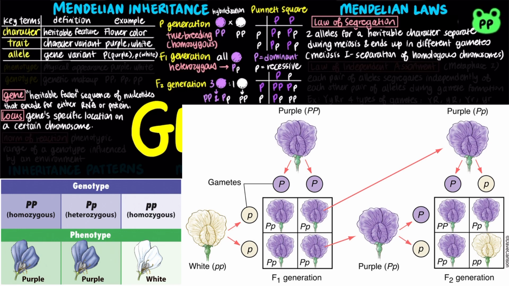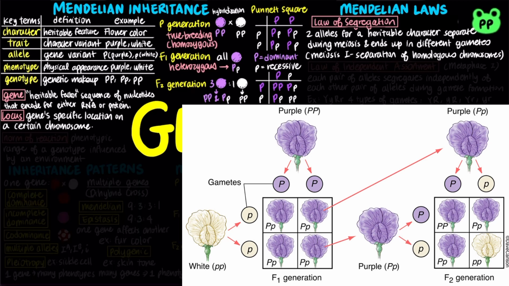From this result, we can distinguish between an organism's phenotype, or physical appearance, such as purple or white flower, and its genotype, or genetic makeup, such as homozygous dominant, represented by two capital P's, heterozygous, represented by a capital P and a lowercase p, and homozygous recessive, represented by two lowercase p's. Mendel derived the law of segregation by performing a monohybrid cross, a cross between individuals that are heterozygous for one character.